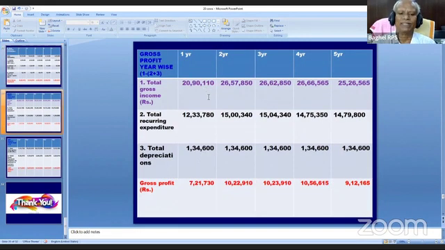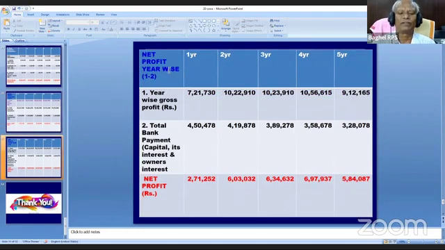Now you can see here how to calculate the gross profit year-wise. Total gross income, what was the total gross income yearly, we have already calculated. Total recurring expenditure, I have already calculated in the previous table. Then the total depreciation cost, already accounted. Now these three are combined, and that will give the gross profit.